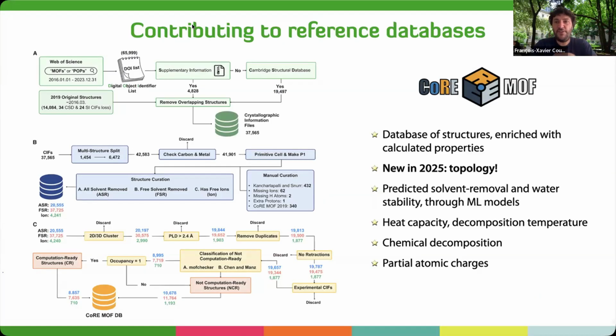And the new idea in this recent edition of the database is to enrich the database of structures with some calculated properties. And what we contributed to was to add topology information to these databases. So other groups contributed other properties such as water stability indicator, heat capacity, decomposition temperature, and things like that.